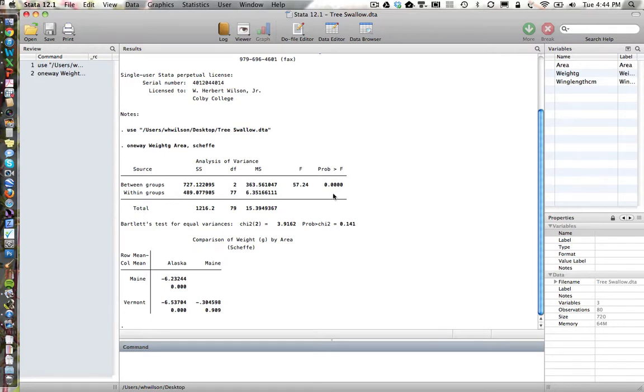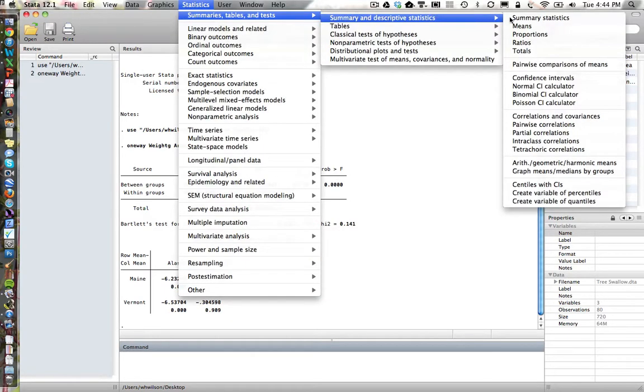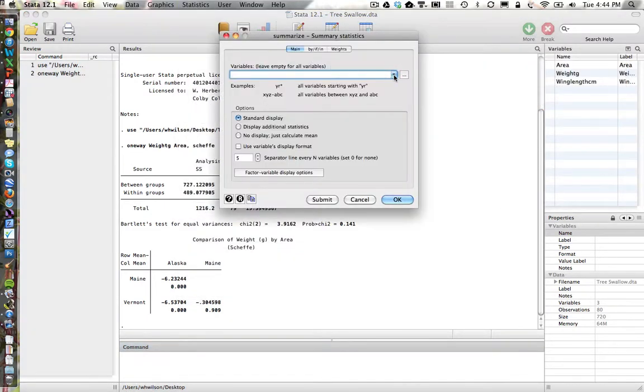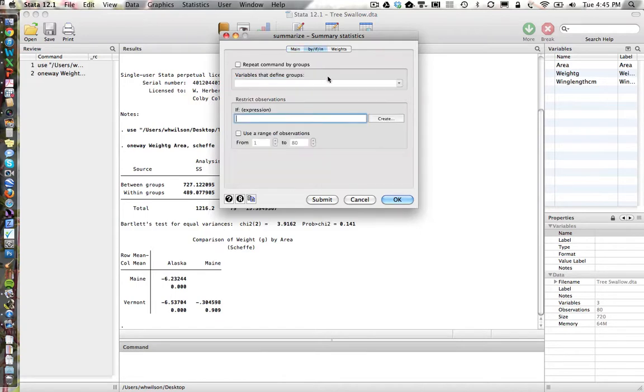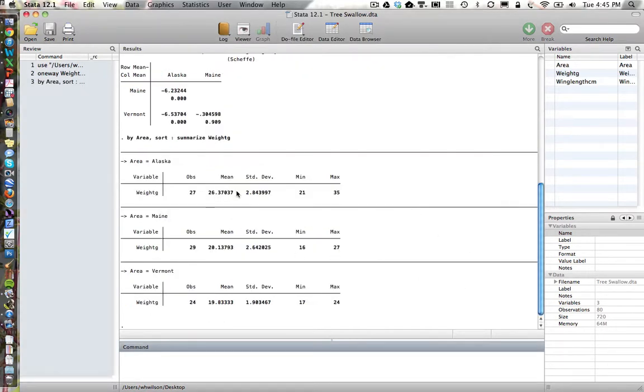So we can rejoice in the fact that we have found significant difference among some of the tree swallows in our study. But again, we don't know where those differences lie. So what we would need to do is to take a look at the results of the Scheffé test. Before we do that, let's go back into our data, and go up to the summary data here, like we've done before, and calculate summary statistics. I'm interested in the weights, and I want to break this down by state. So I'm going to use area, and I'll say OK. So here are my 3 different averages for the 3 different areas. The Alaskan birds mean of 26, the Maine birds mean of 20.1, the Vermont birds 19.8 or so.